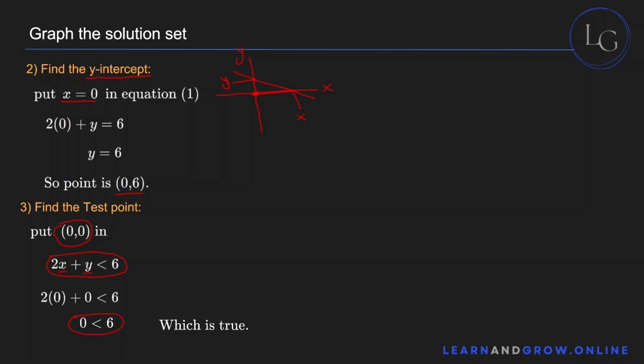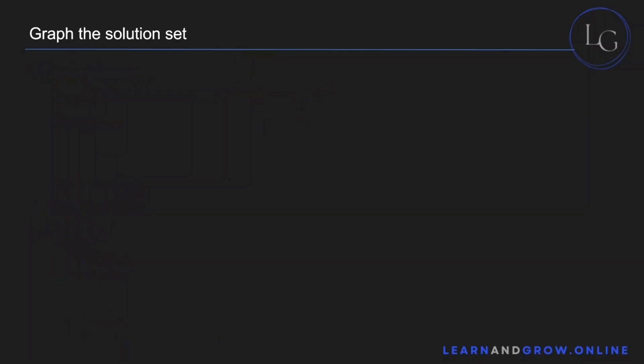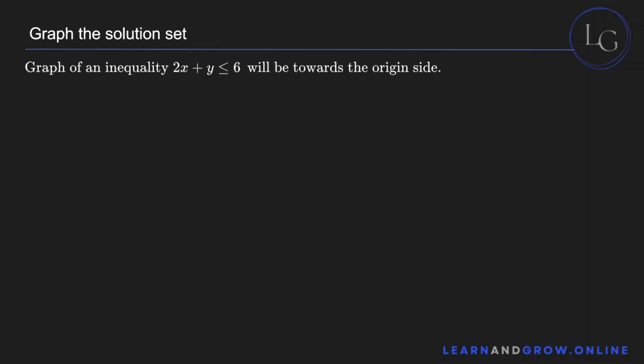Well, that's obviously true. Once you find the result of the test point to be true, that means that you'll have to graph the inequality towards the origin side. Now, what do we mean by that? Again, and by the way, when you're finding the result of the test point, you will ignore this symbol over here. You just look at this one.